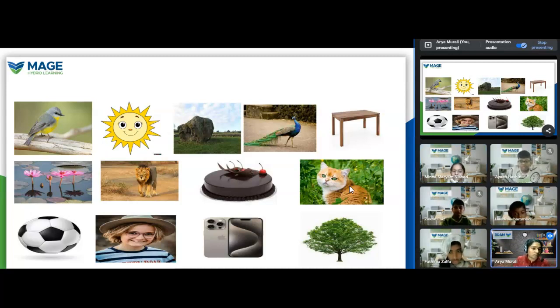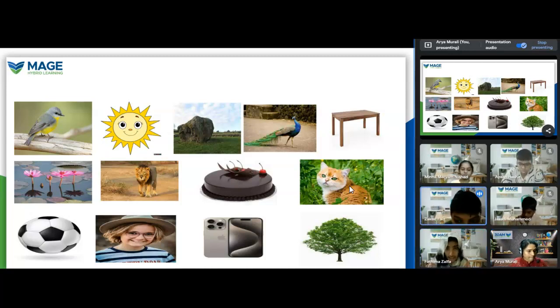For this, you need your notebook. You have to divide these into living things and non-living things. Which is a living thing and which is not. You have to write the names of the things in your notebook. Write the heading living things, and below that write the names of the living things. The other heading will be non-living things, and below that write which are the non-living things here.